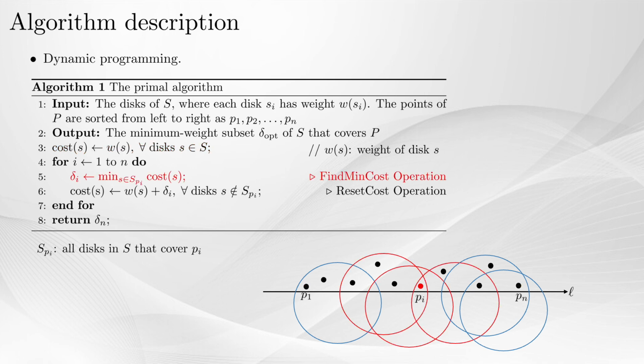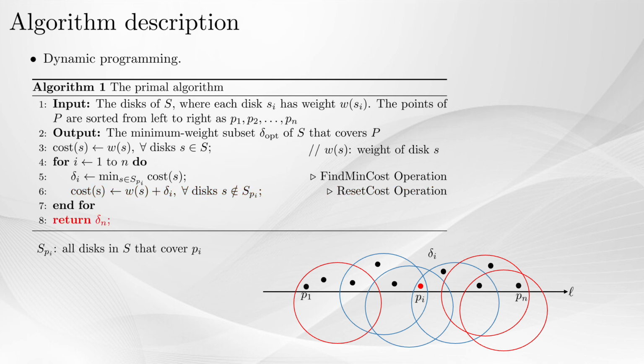For each point Pi, let's use SPi to denote all disks of S that cover Pi. Then we find the disk whose cost is minimal in SPi, and we use this cost as delta i. Then for the disks that do not cover Pi, we update their cost by using delta i plus their weight. Then we prove that the value returned by the algorithm is equal to delta OPT, which is the optimal solution.